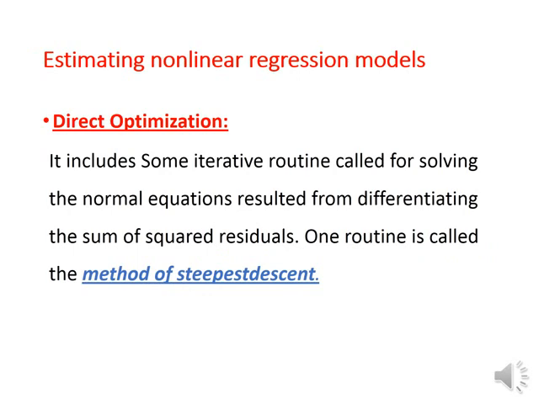The second method that can be used is called direct optimization, and actually we are not going into the details of this method. It includes some iterative routine for solving the normal equations resulting from differentiating the sum of squared residuals. As we said, the main problem was in the normal equations, so there are some numerical optimization methods that can be used for solving these normal equations. One routine is called the method of steepest descent, but as we said, we are not going into the details.